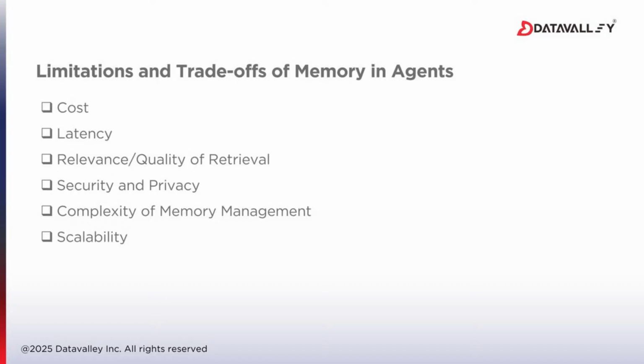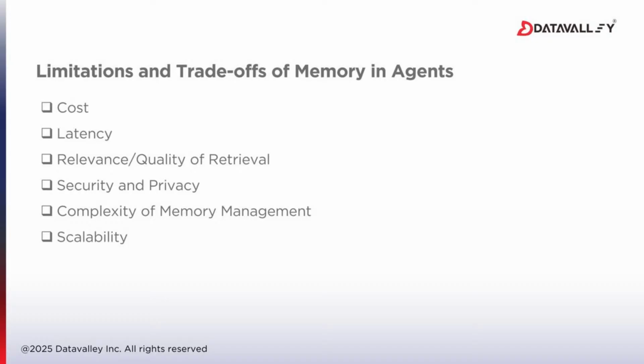And next we have relevance, that is the quality of retrieval. Suppose the embedding model is poor, or the chunking strategy is not efficient, then the agent might retrieve irrelevant information. That will be a loss for us. Next, security and privacy. Storing sensitive user data and information in the memory systems of these vector stores might raise compliance issues with data privacy.